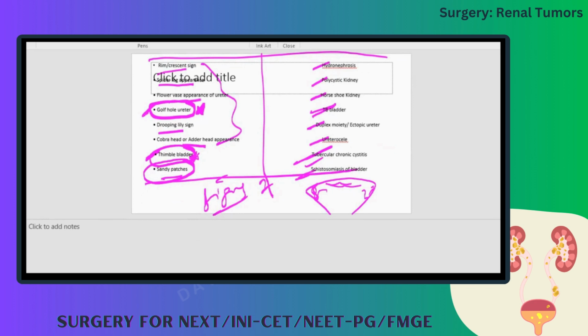Recently, not in FMG, but they asked this question with so much history. A 30-year-old of African origin came to India and settled in Delhi. He had hematuria. All the investigations were done, negative. Cystoscopy was done. It was showing sandy patches. What is the diagnosis? So no need to read the entire question. Just sandy patches is there. So with sandy patches it is schistosomiasis.